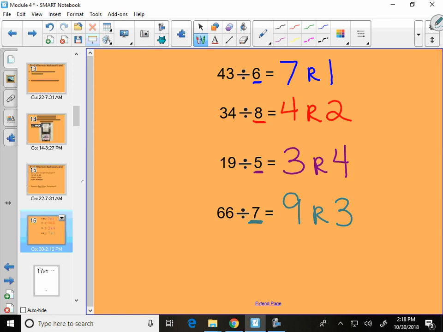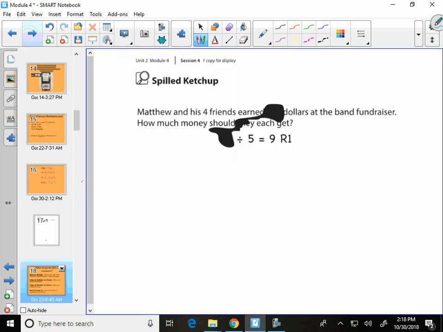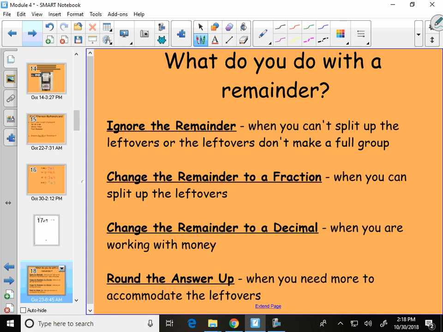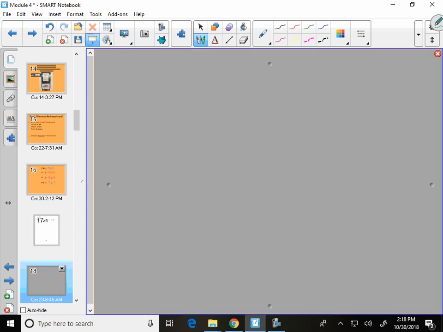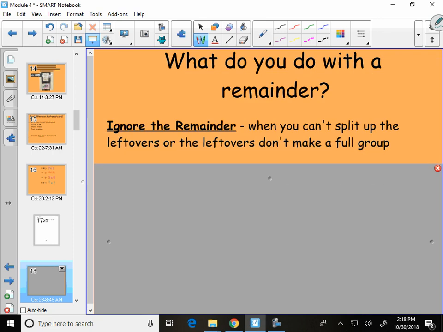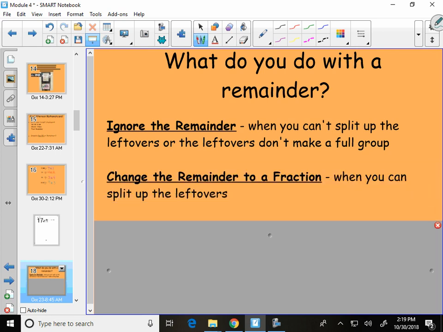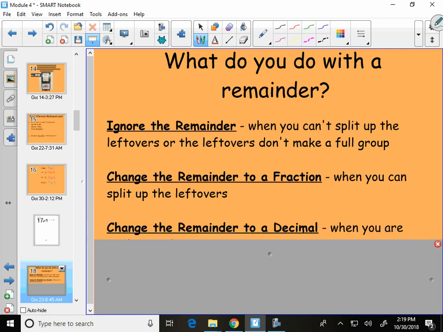All right, let's look at some examples. When we do our division, I'm going to show you some story problems. And in one of the story problems, it's going to make sense that we ignore the remainder. Because in a real life situation, sometimes you're dividing things that it doesn't really make sense to divide the leftovers. So that's when you can't split up the leftovers. In some of them, we might change the remainder to a fraction. And that's when you can split up the leftovers.